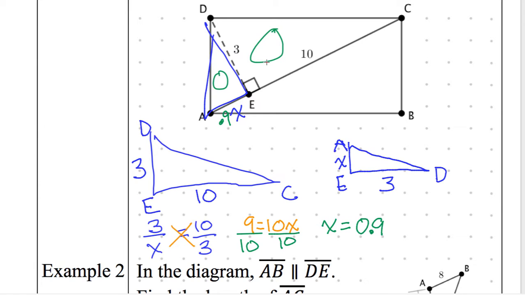All right, 3 times 10 is 30. 30 divided by 2 is 15. 0.9 times 3 is 2.7. 2.7 divided by 2 is 1.35.